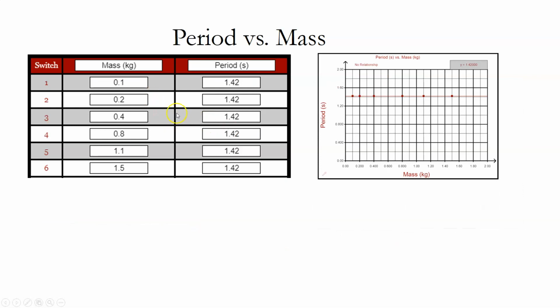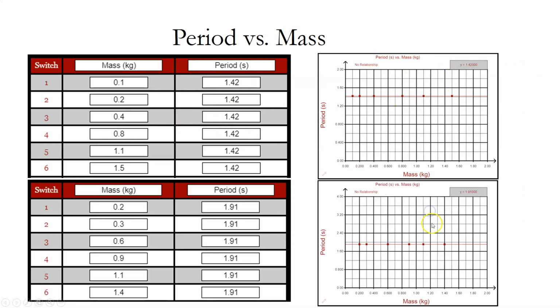This is the data that one person submitted, and this is the data that another person submitted. So while both of these people found that the period versus mass had no relationship, the actual value of the period that they were finding would vary. That suggests that one of the other variables that we held constant does affect the period, and that this person here had that variable set to a different value than this person here.